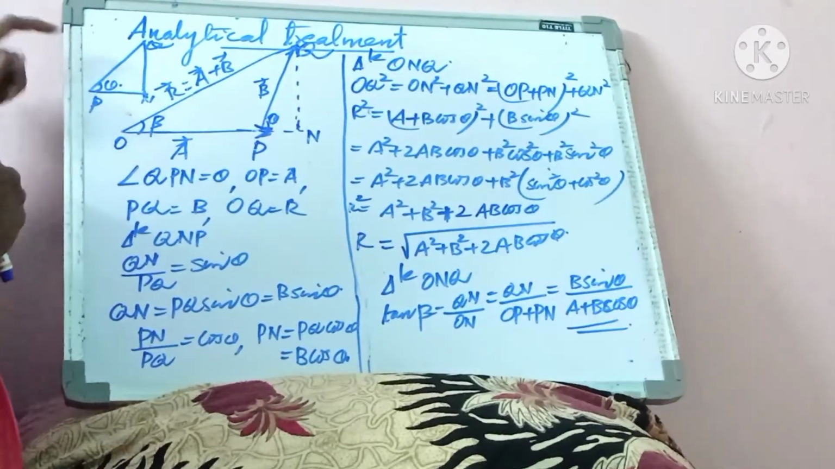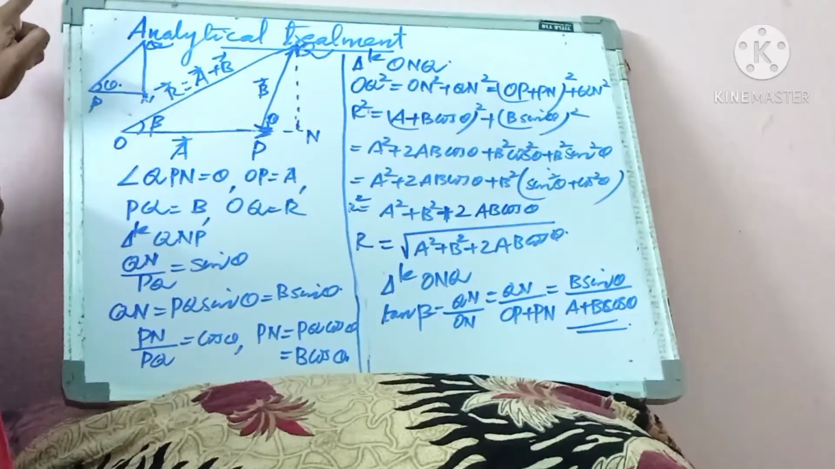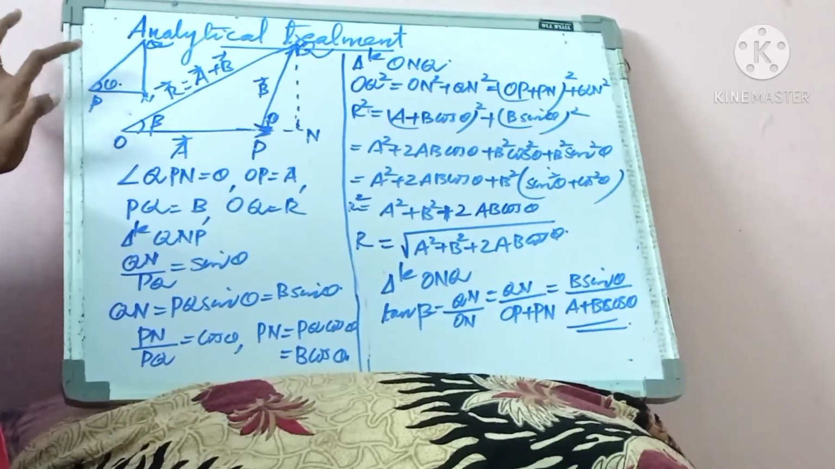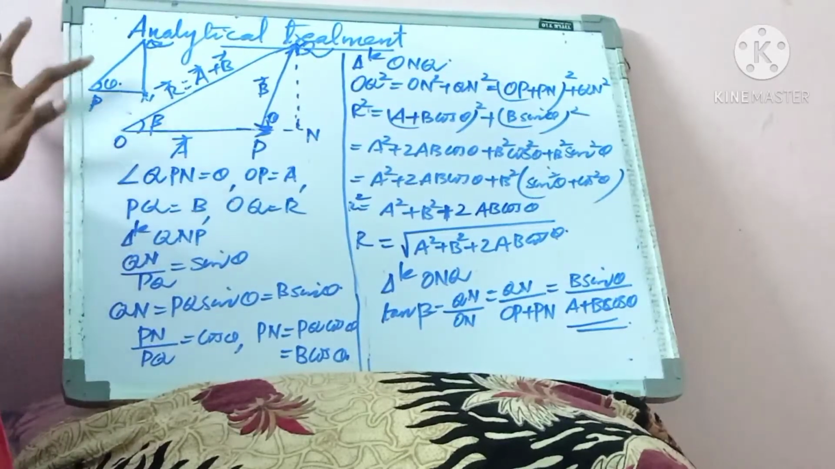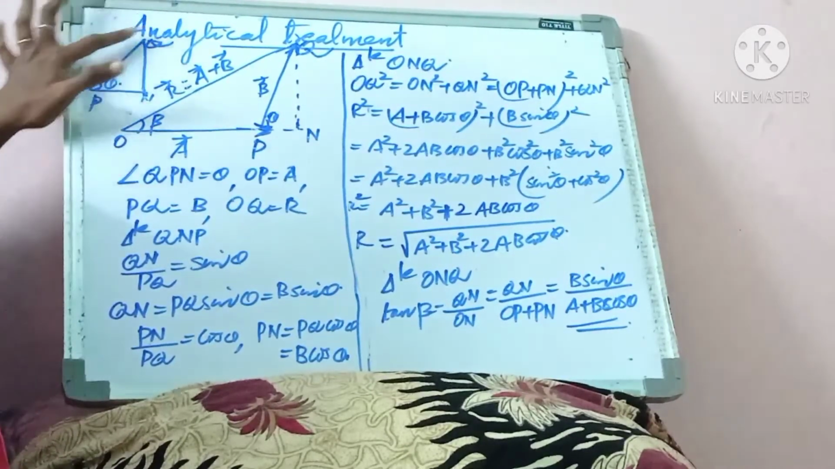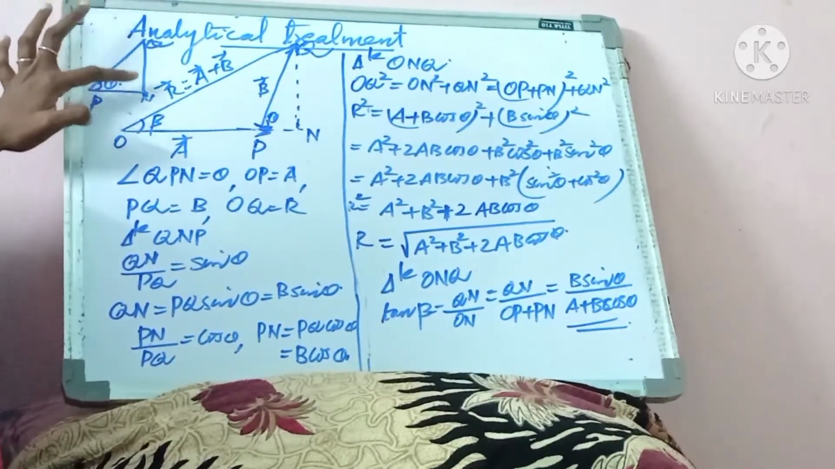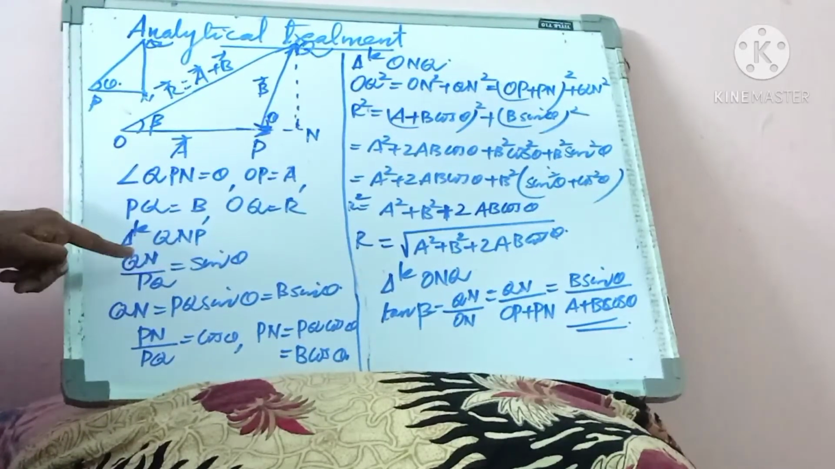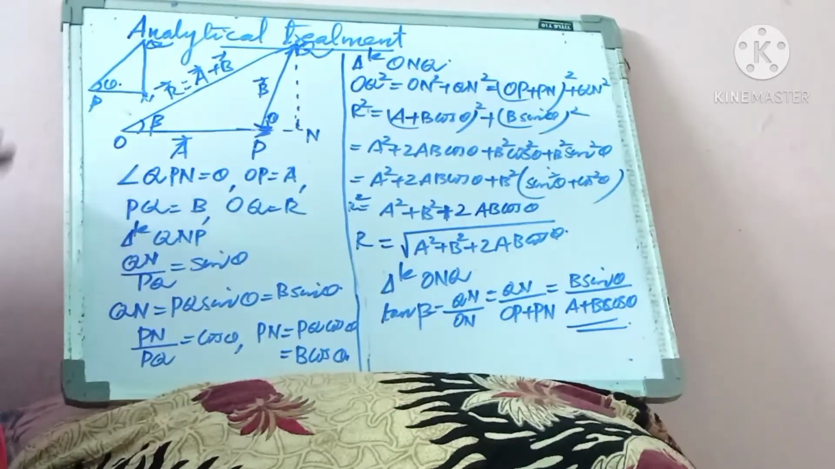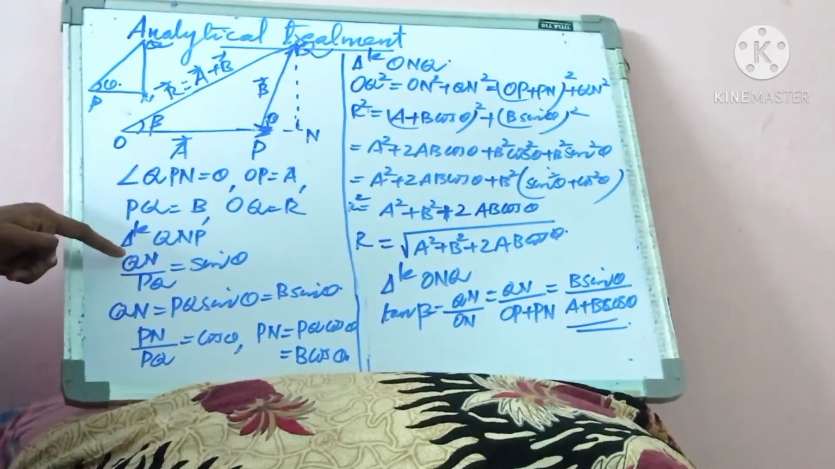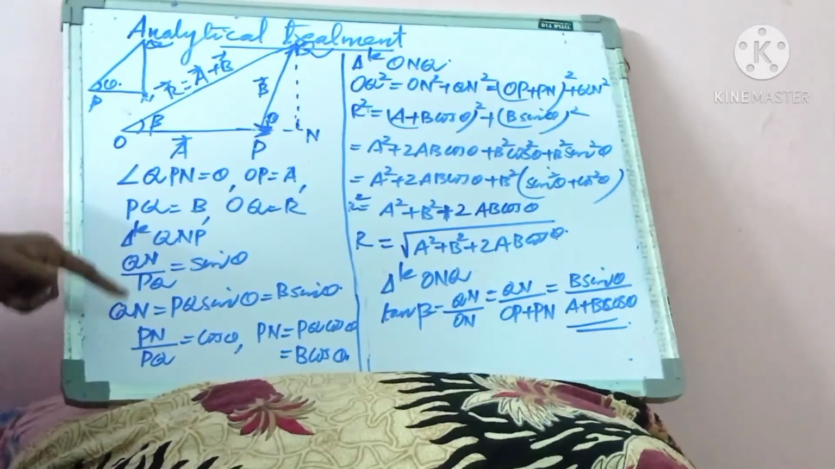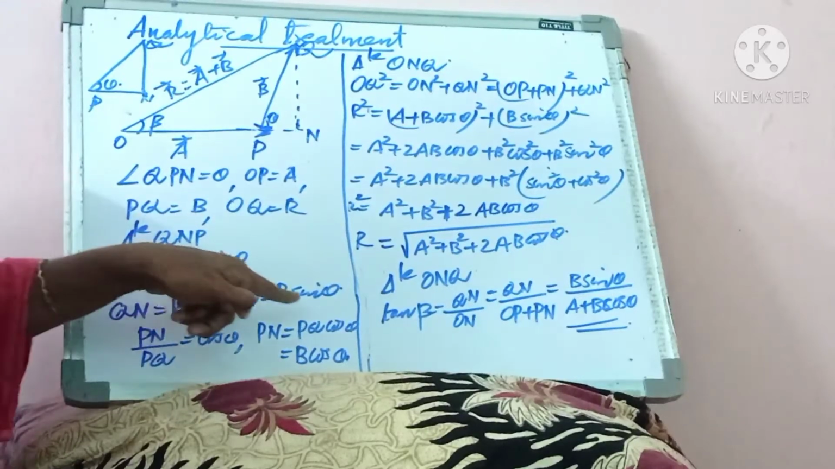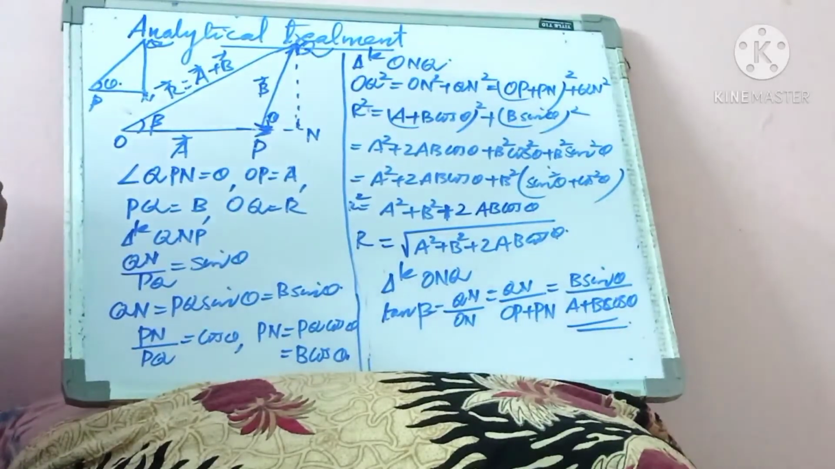Here we are considering the right angled triangle QNP. In this triangle, sine theta is equal to opposite side by hypotenuse. The opposite side is QN and the hypotenuse is PQ, so sine theta is QN by PQ. QN can be written as PQ sine theta, and PQ is B, so it can be written as B sine theta.